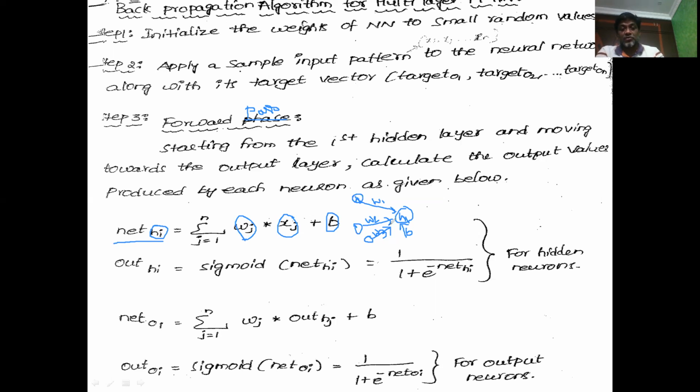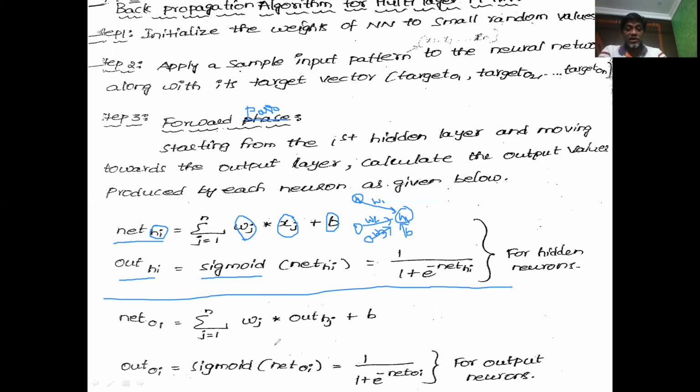And the actual output of the neuron is calculated as out Hi, using an activation function, the logistic function or sigmoidal function as we call it, by sending the net Hi calculated in the previous step as a parameter to this sigmoidal function. Sigmoid of net Hi is used as the formula to calculate the actual output of a neuron. The formula goes like this: 1 by 1 plus e power minus net Hi. So these are the formulas for calculating the actual outputs of neurons in hidden layers.